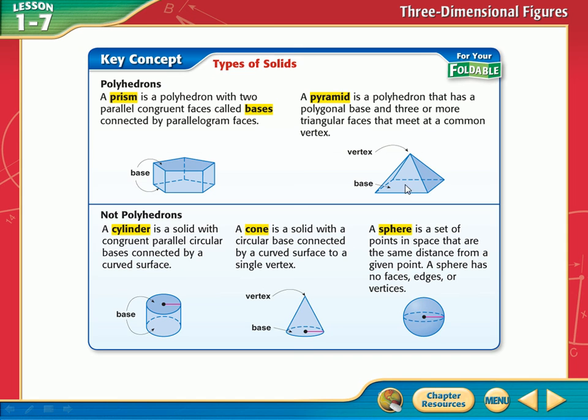What if it was a hexagon, 6 sides? Then we'd call it a hexagonal, right? Because we put the AL on the end of it, okay? So we'll call it hexagonal pyramid. But they all come to a point, and that point is called a vertex. Exactly right. So it's got a polygonal base, which means it's a polygon, right, and 3 or more triangular faces.